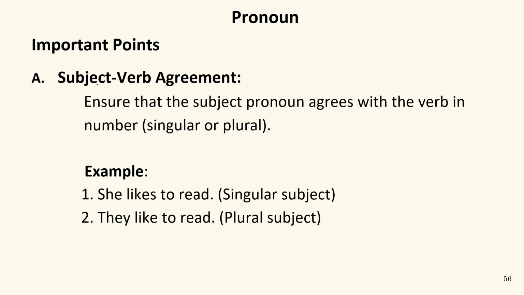We have first subject verb agreement. Now subject verb agreement is an entire chapter, which we will discuss later on in the chapter of verb. Subject verb agreement related to pronoun is about when we use a verb with a subject. This verb is used according to the subject, or you can say the verb should agree with the subject. It means if the subject is singular, the verb should be singular. If the subject is plural, the verb should be plural. So, ensure that the subject pronoun agrees with the verb in number, that is singular or plural.